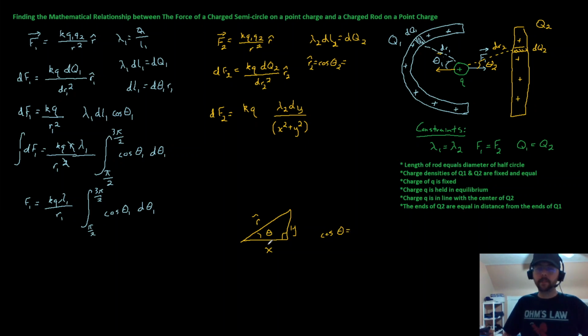So cosine of theta, yeah, there we go, equals adjacent over hypotenuse. So it's equal to the adjacent side, which is x, over the hypotenuse, which is the square root of x squared plus y squared, or x squared plus y squared to the 1/2. So that's what we're going to write there. And that should go right here, where r hat sub 2 was, x squared plus y squared raised to the 1/2. Okay.